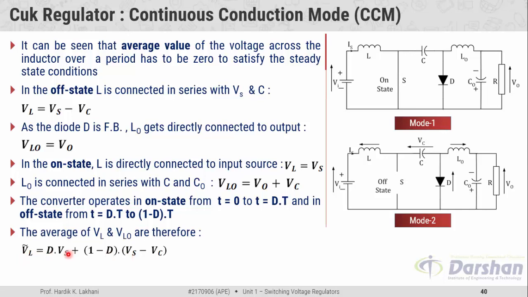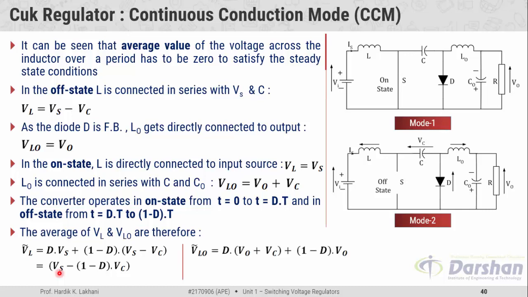So during on time, the voltage across inductor L is Vs, and during off time, the voltage across inductor L is Vs minus Vc. So using the voltage second formula, we can write this VL bar equation. By rearranging the terms, we have VL bar is equal to Vs minus (1 minus D) into Vc.